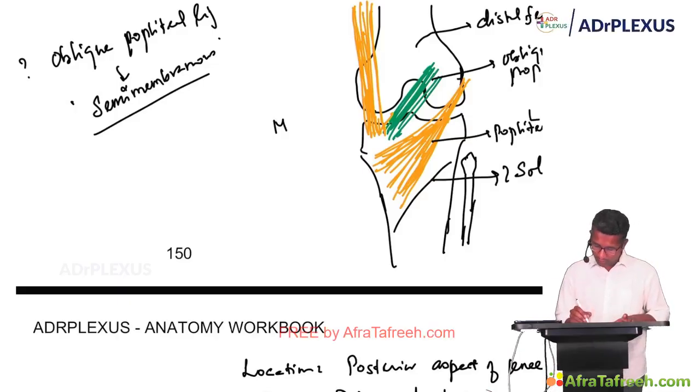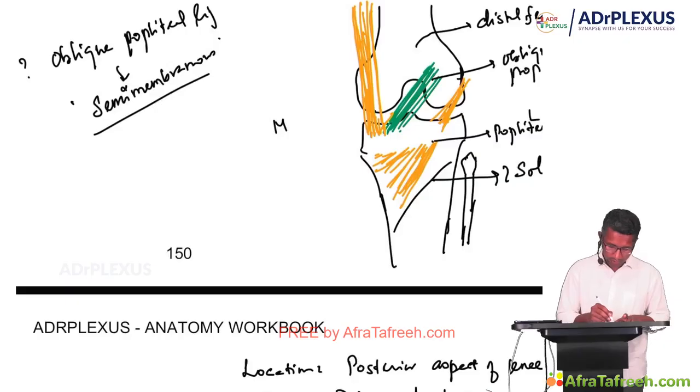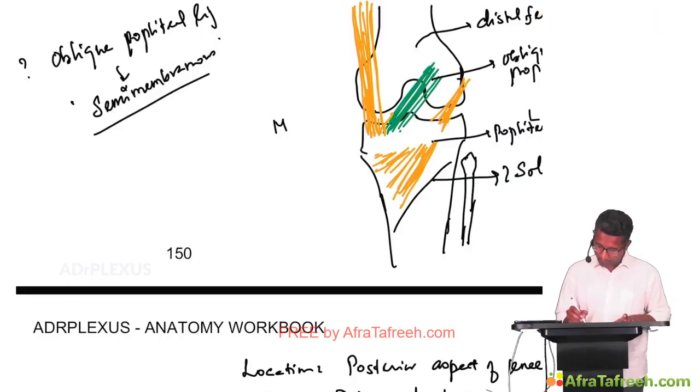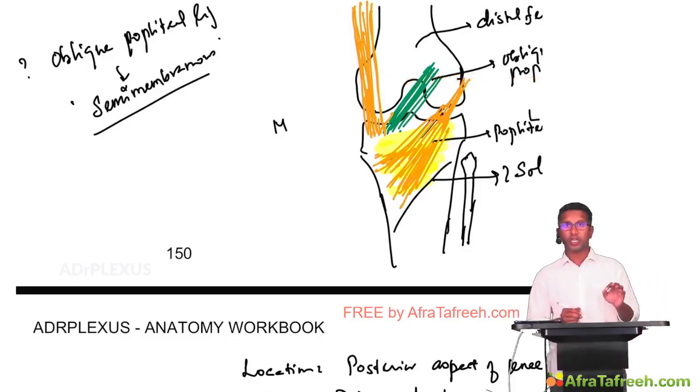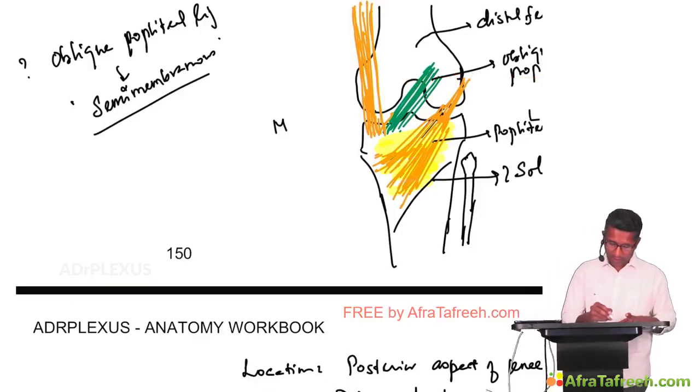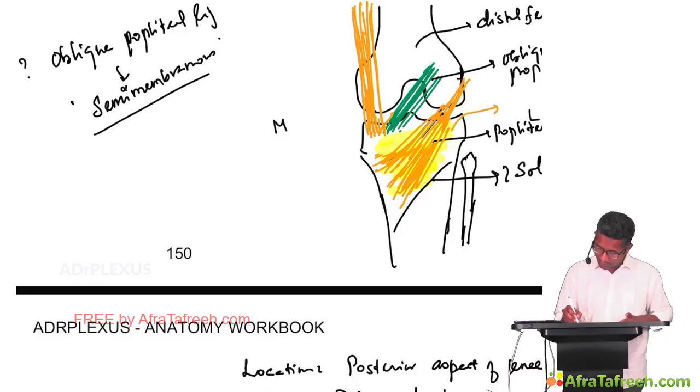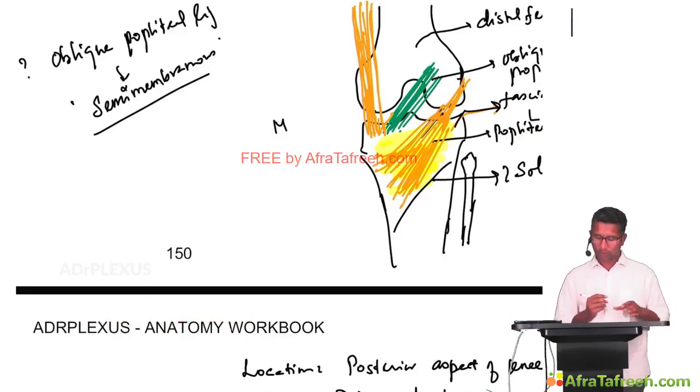So there is a muscle which is here. This is called the popliteus muscle, and this muscle is covered by a fascia here. This fascia is called the fascia covering the popliteus muscle. So this is popliteus, and the fascia, the yellow color, represents the fascia covering the popliteus muscle. Okay guys, clear?